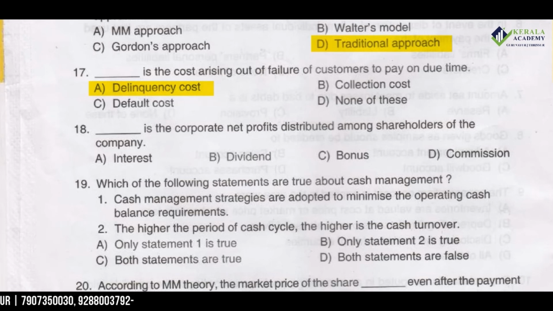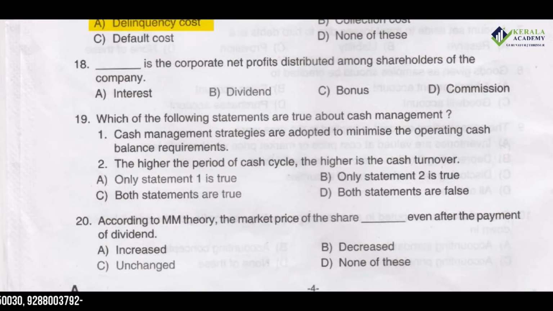Dash is the corporate net profits distributed among shareholders of the company. Interest, dividend, bonus, commission. Answer option B, dividend.